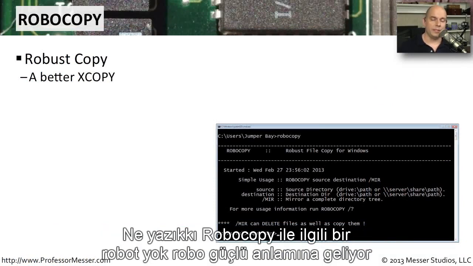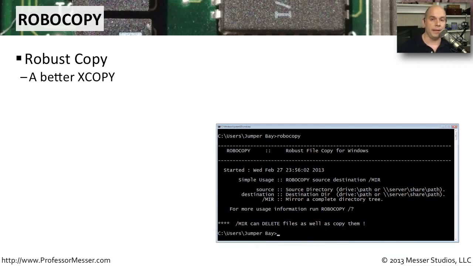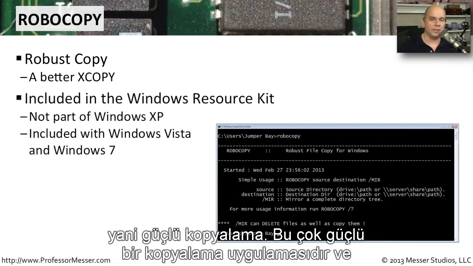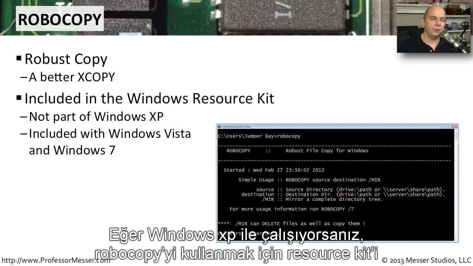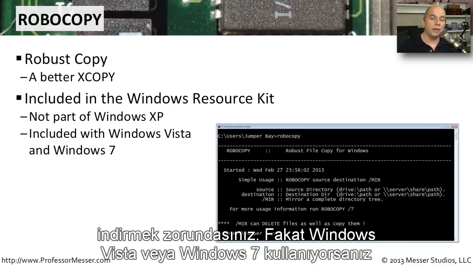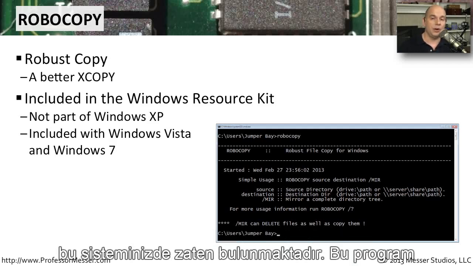Unfortunately, there are no robots associated with ROBOCOPY. Robo stands for robust copy. And this is a very robust copying application. This program is part of the Windows Resource Kit. So if you're running Windows XP, you have to download the Resource Kit to use ROBOCOPY. But if you're already running Windows Vista or Windows 7, it's already included.